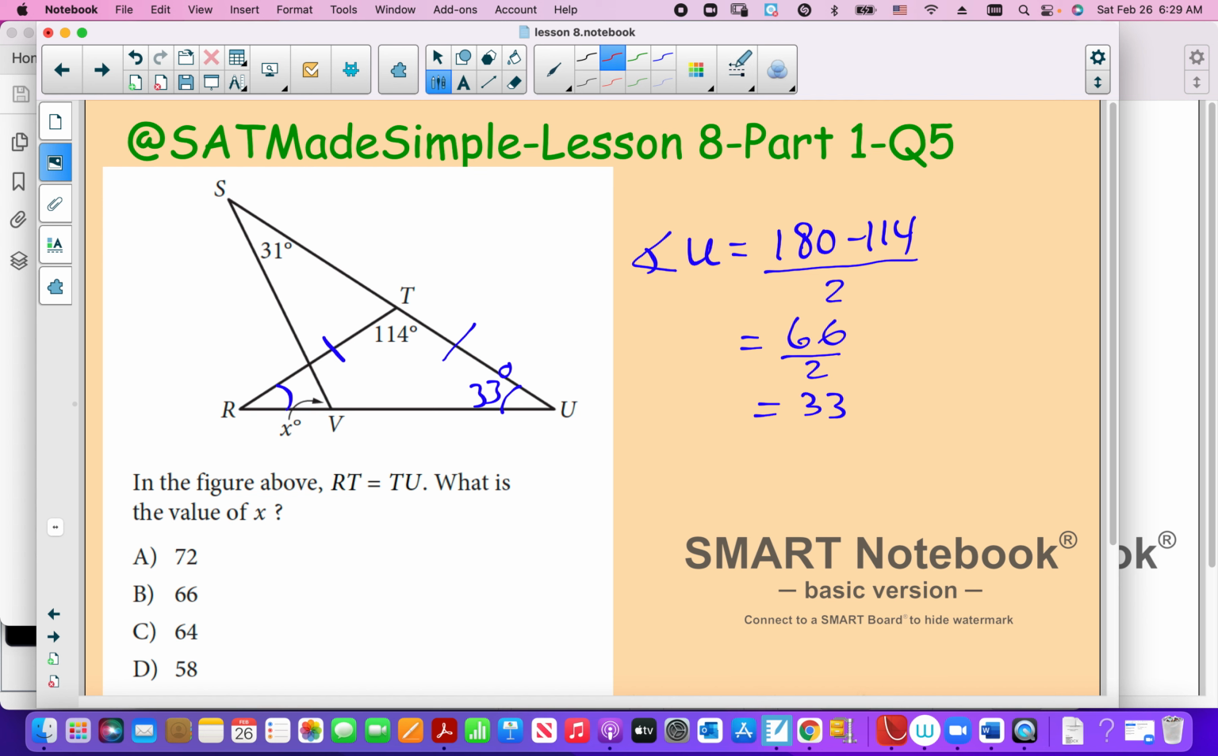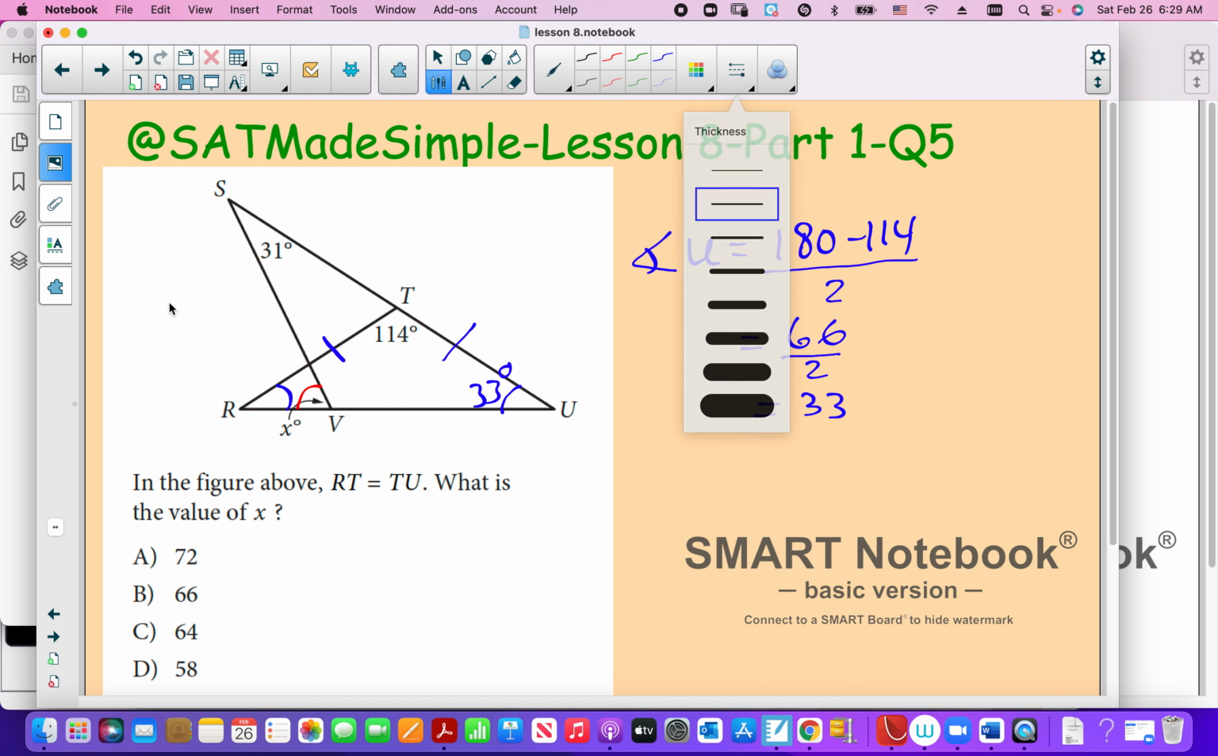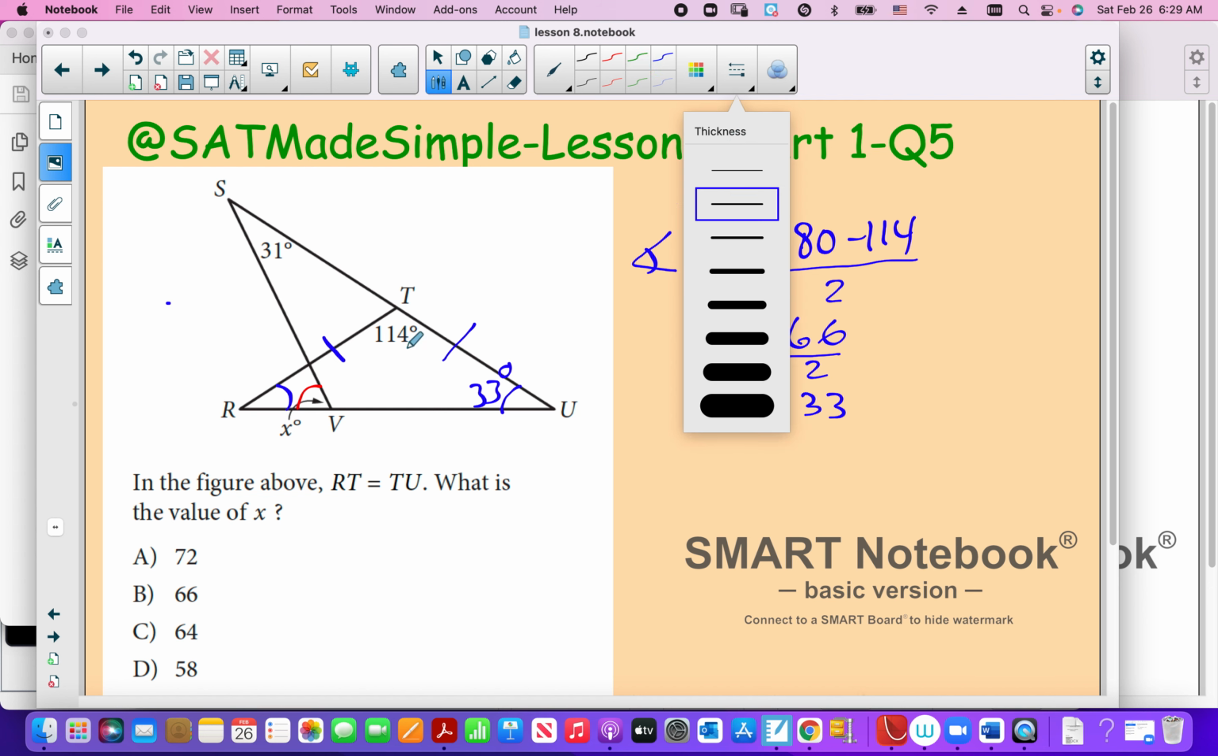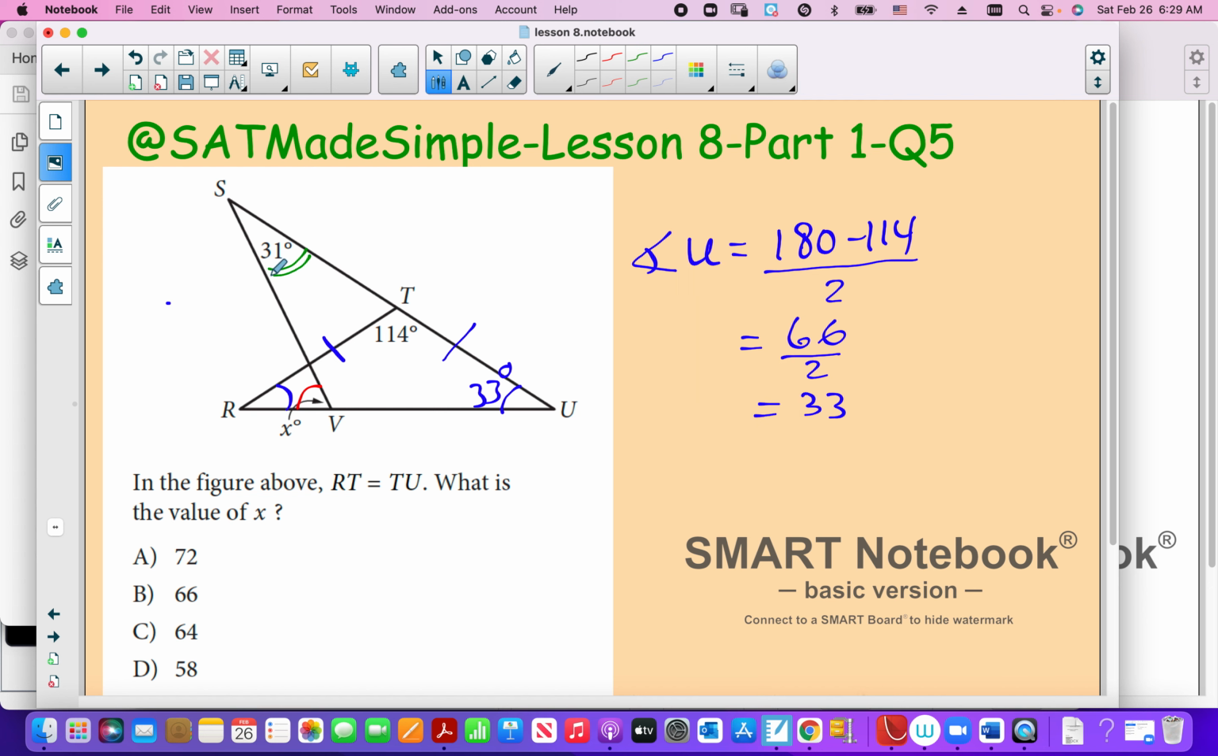Notice that angle X is an exterior angle for the triangle VSU. Exterior angle equals sum of non-adjacent angles or sum of remote angles. What are the remote angles for this triangle? 31 and 33. So the measure of angle X is going to be 31 degrees plus 33, which is equal to 64 degrees, making D my correct answer.